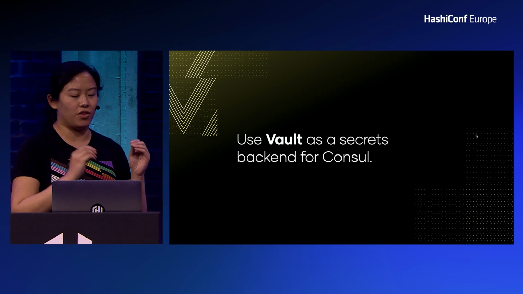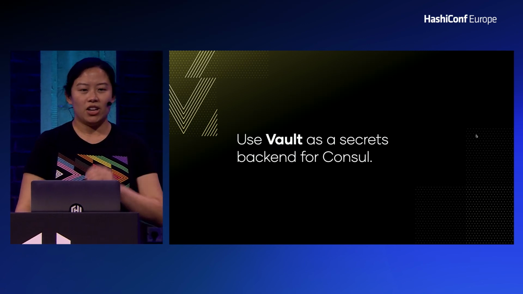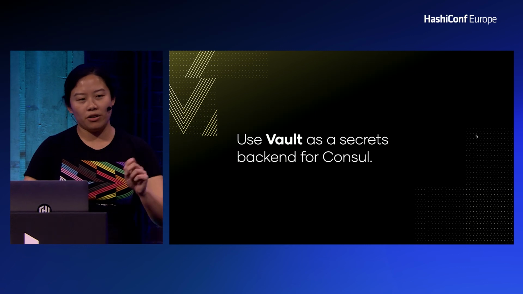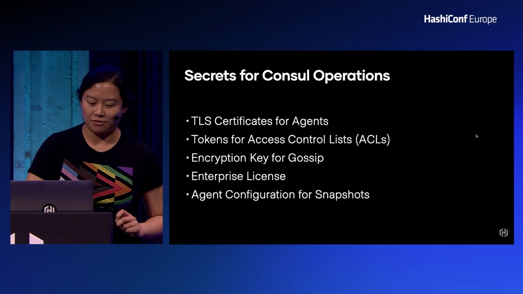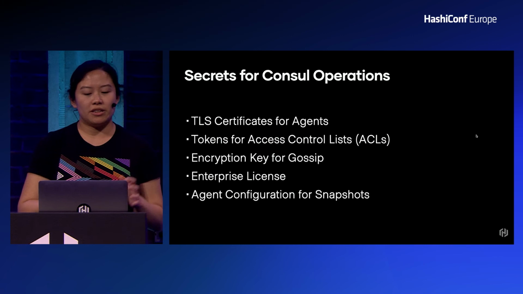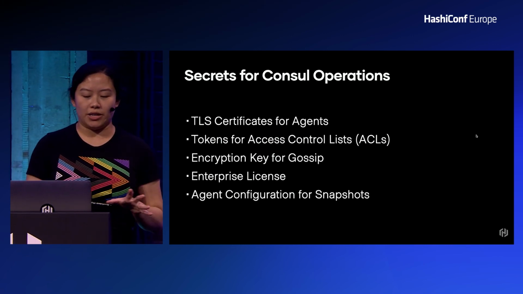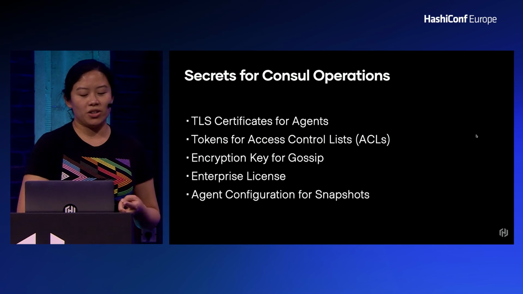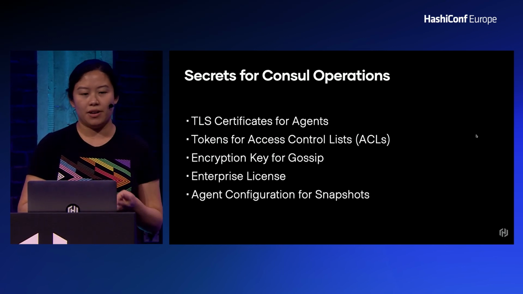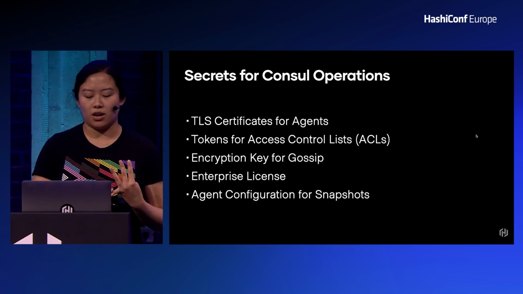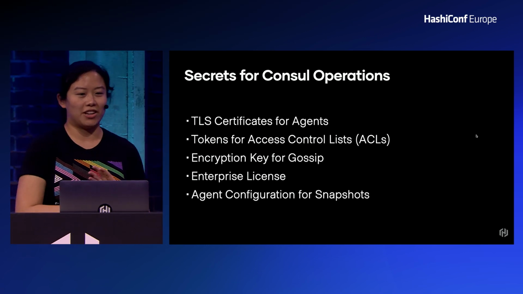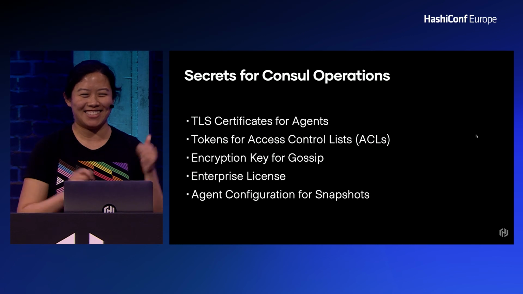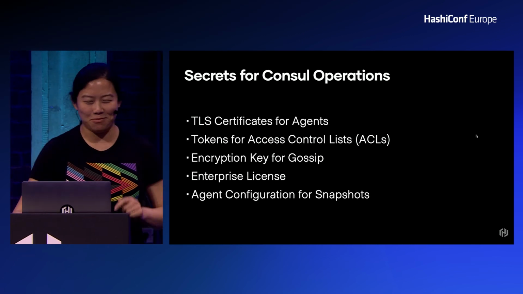But we're going to use Vault as a secrets backend for Consul. You've probably seen a Learn tutorial about it. You've seen a number of resources. We're going to come at it from the Vault perspective. Vault supports a number of Consul-related secrets. Some of these include TLS certificates for agents, tokens for access control lists, encryption keys for gossip, enterprise license if you're using Consul Enterprise, as well as agent configuration for snapshots. I'll pause for a moment so folks can take a picture of the slide, because this is a good list. I went through and I read the Helm chart, everyone.